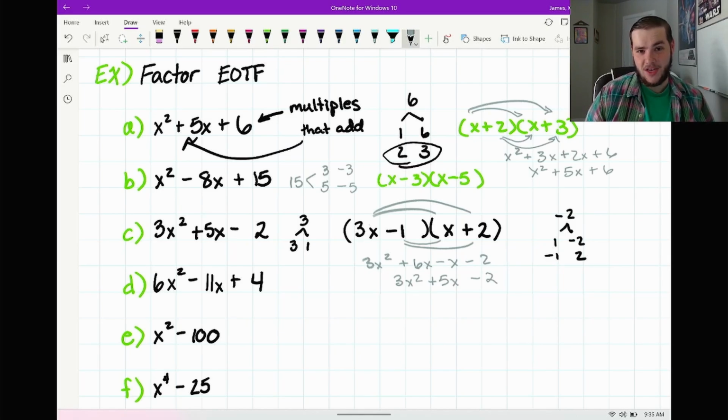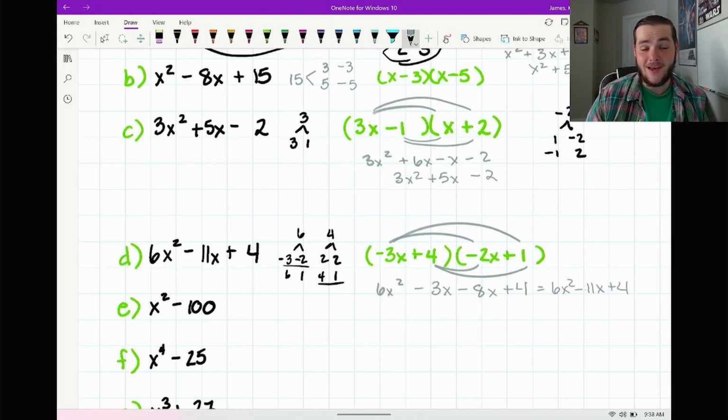Go ahead and pause the video here to see if you can try part D on your own. The answer that I got was negative 3x plus 4 times negative 2x plus 1. And this one has all the bells and whistles in it. I've got a leading coefficient with multiple sets of factors, and a constant term with multiple sets of factors. And I need them to add together to a linear term that has the opposite sign, right? So it's got all of the pieces to all of the previous problems we had looked at.